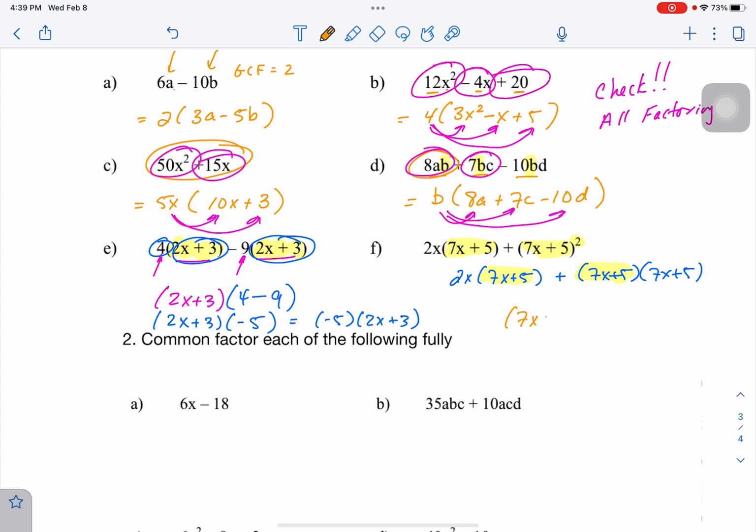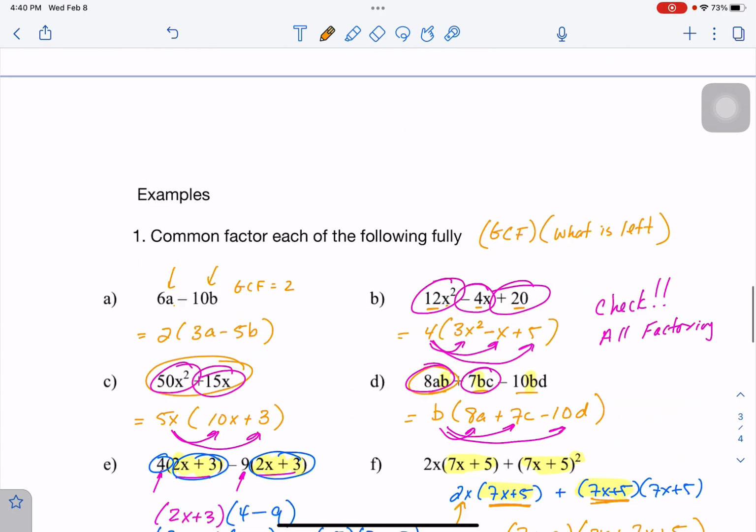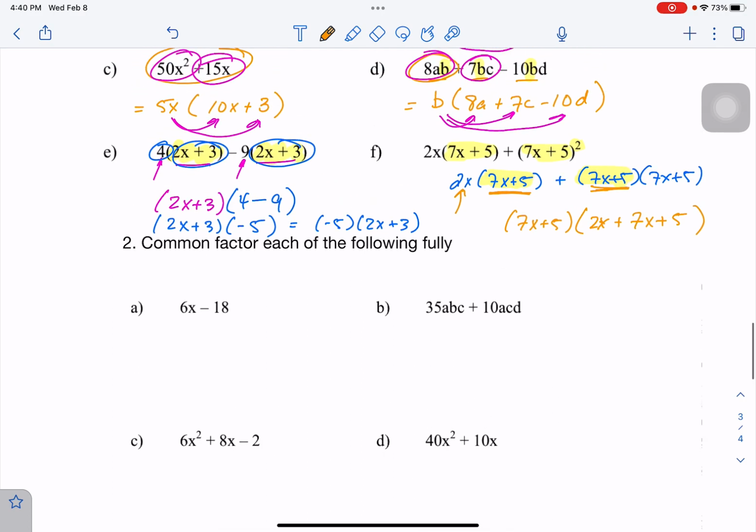We'll take out a 7x plus 5, and what are we going to be left with? Well, if I take out this, I'm left with 2x. And if I take out this, I'm left with plus 7x plus 5. And that's an answer for the factoring. That's not a problem. The only thing is we could go a little bit farther here. We know that we got a 2x and a 7x, so we might as well put those together and simplify this nicer. And you're going to get 7x plus 5, 9x plus 5. And that's what we have as our final answer.